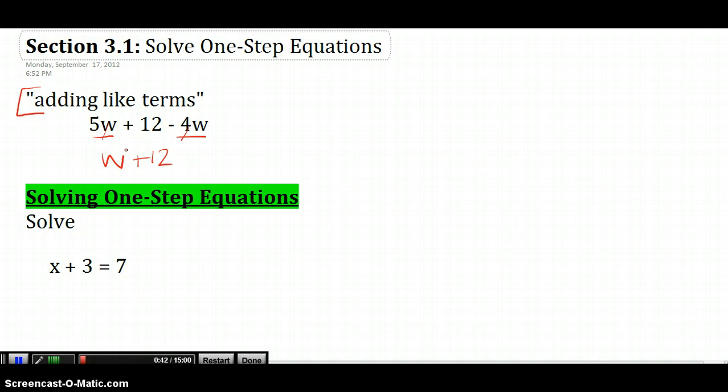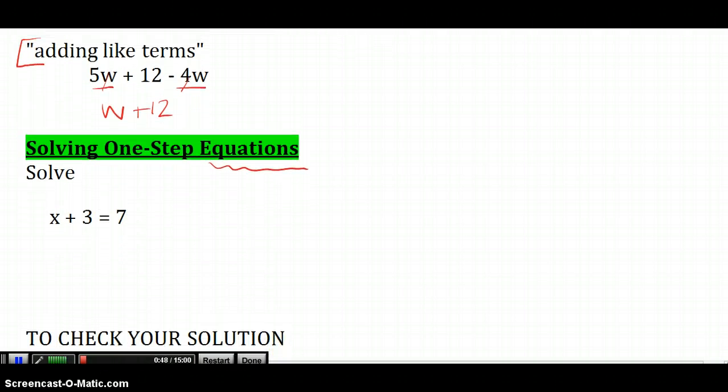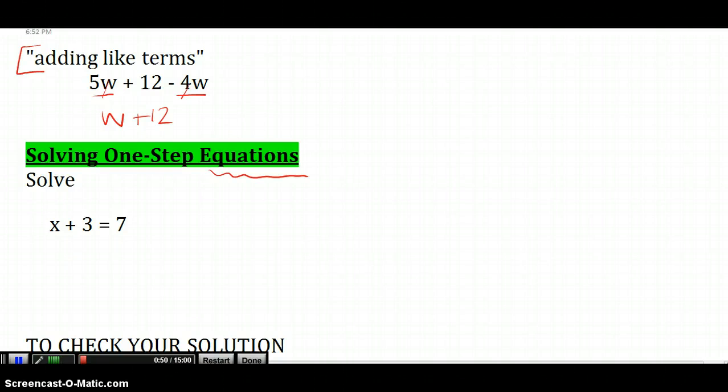So now we're not working with expressions, we're working with equations. So now we're going to have an equal sign thrown in there. So here we have x plus 3 equals 7. And the directions say solve. So that means we need, in the end, our variable equal to a number. We're supposed to solve for this variable x.